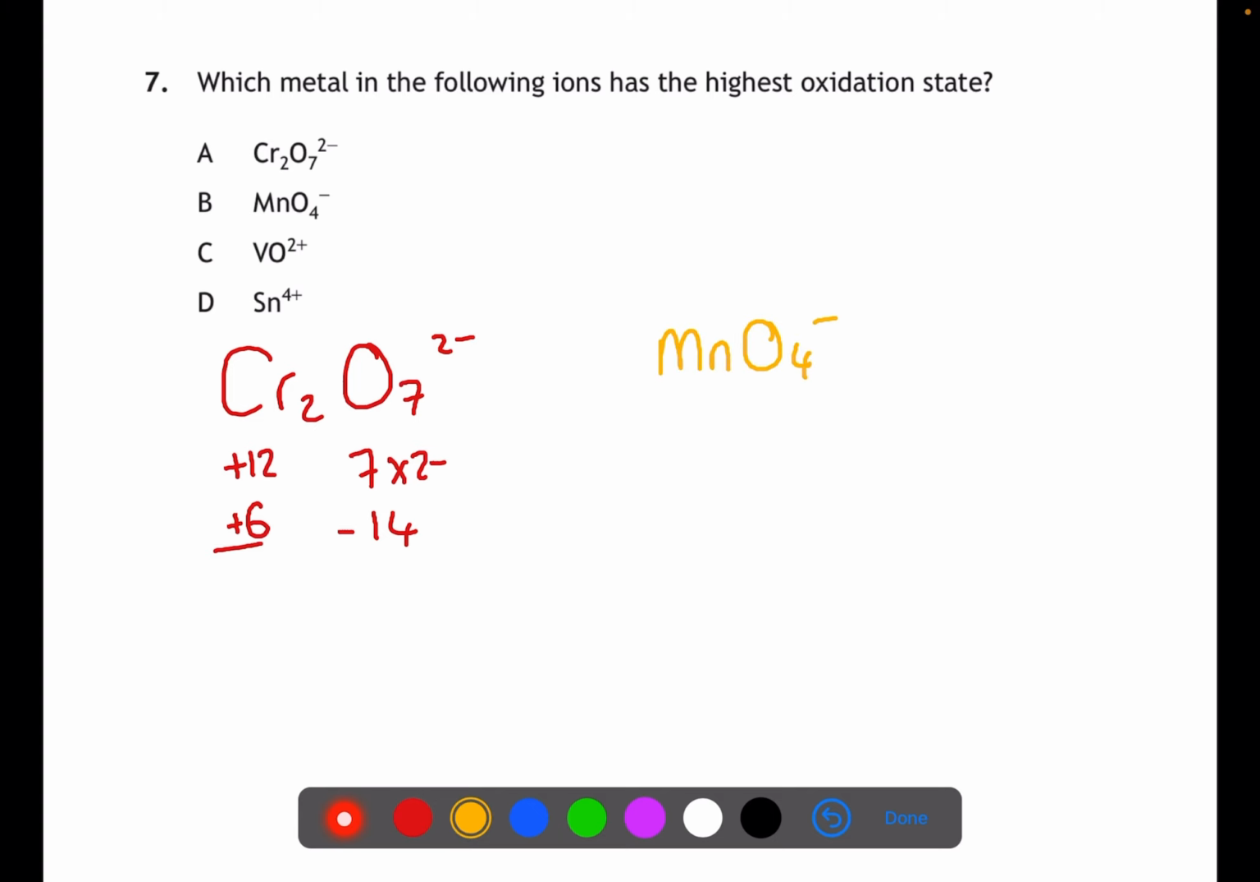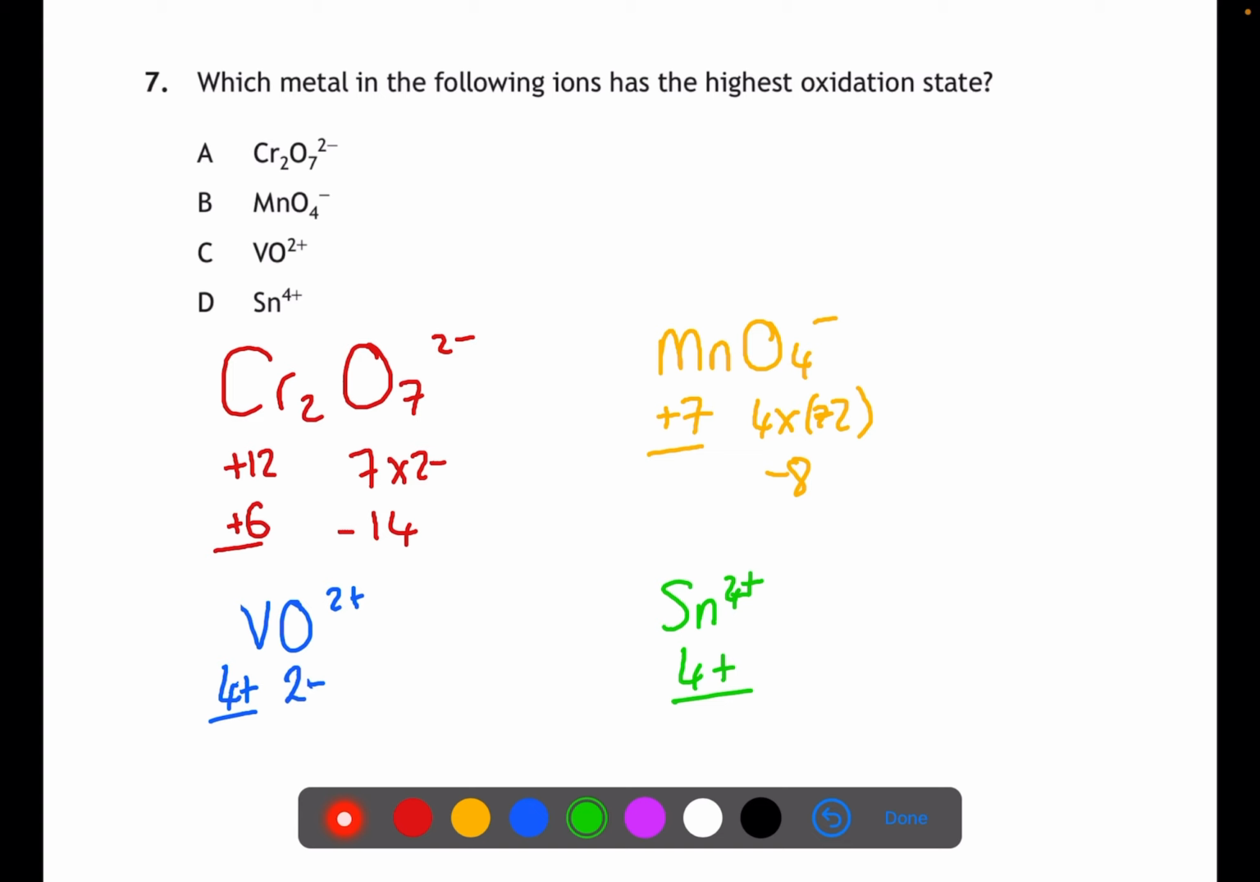For a permanganate ion, you have the 4 oxygens at -2, which is -8 overall. The overall charge of the ion is -1, which means that the manganese must be +7. In VO2+, you have oxygen, which is 2-. Overall, we have a 2+ charge, which means the vanadium must be +4. And then finally, you have tin 4+. This is the oxidation state of the tin. This means that permanganate has the highest oxidation state for the metal.